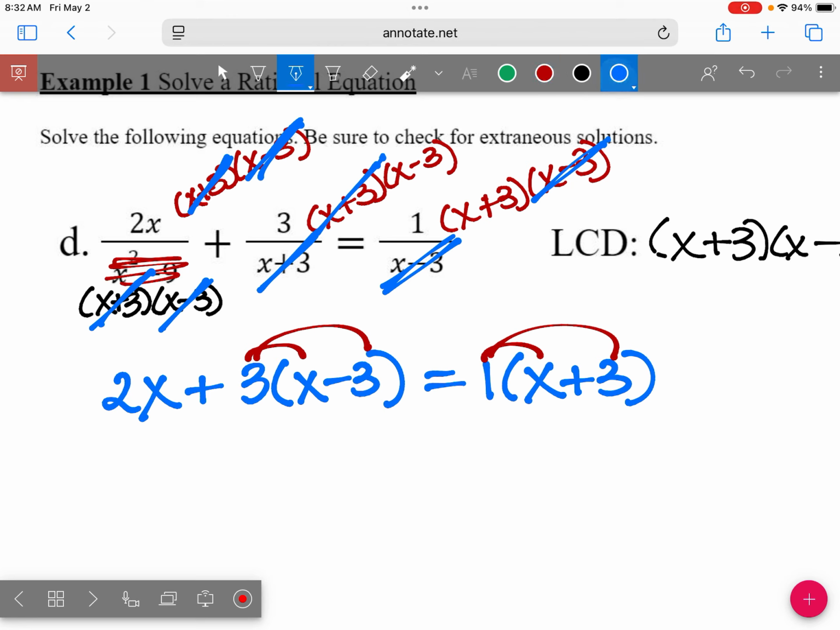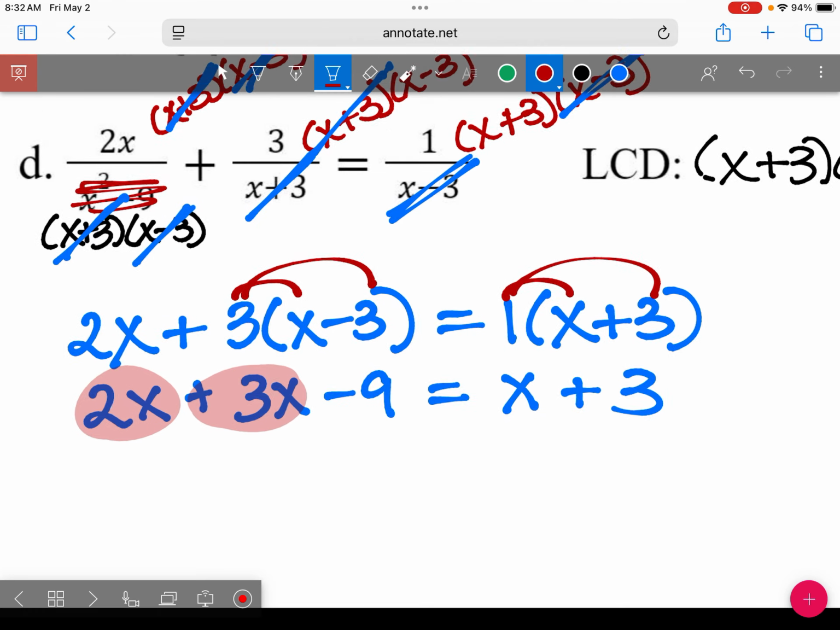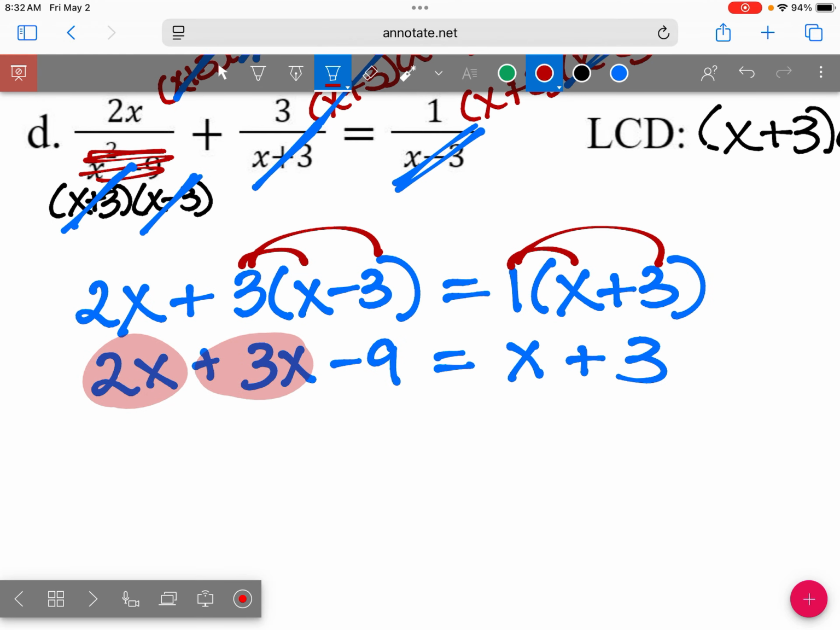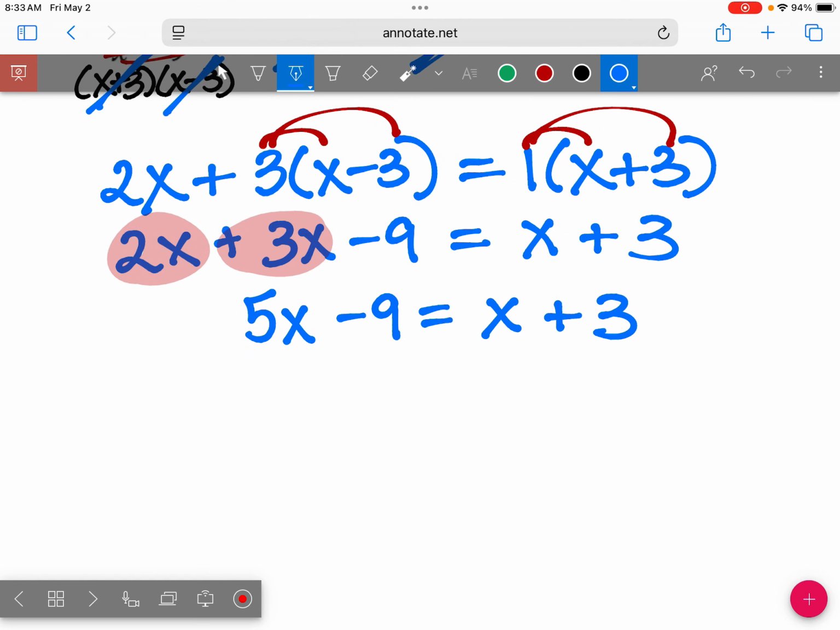So when you multiply that first one by 3, 3 times x is 3x, and 3 times 3 is 9. And when you multiply by 1, you just get x plus 3. All right, so these are like terms, so we're going to go ahead and add them together. 2x plus 3x is 5x. So 5x minus 9 is x plus 3. What do you think my next step is?